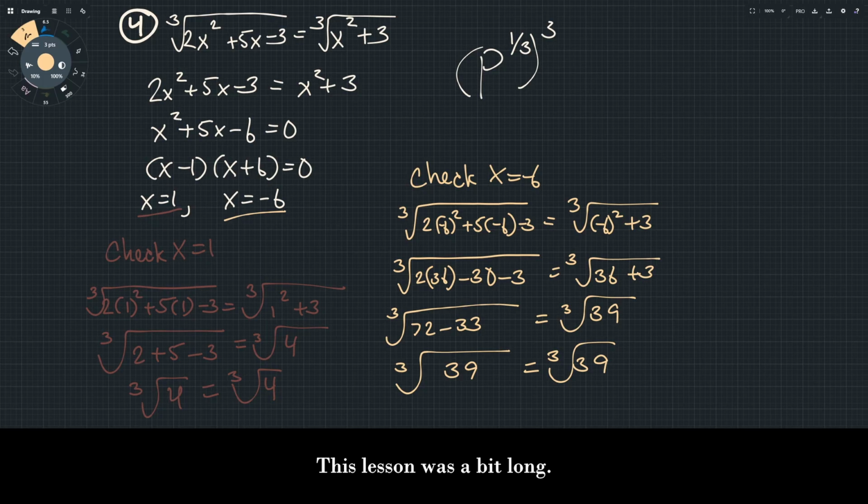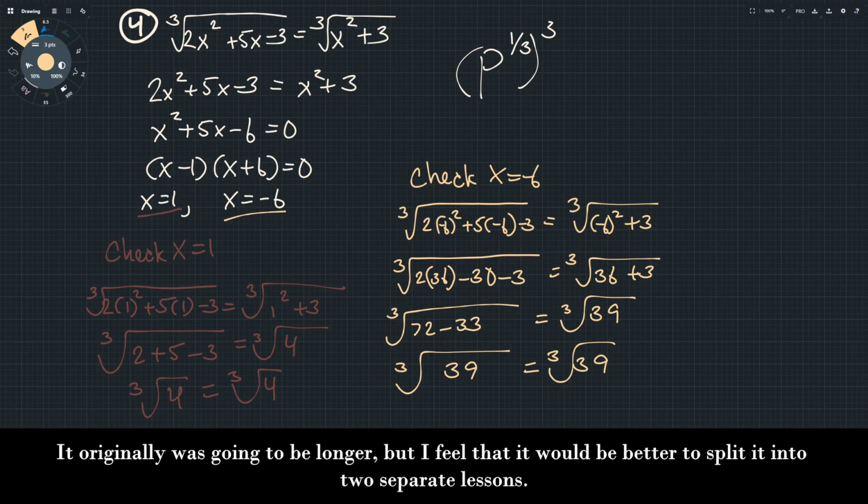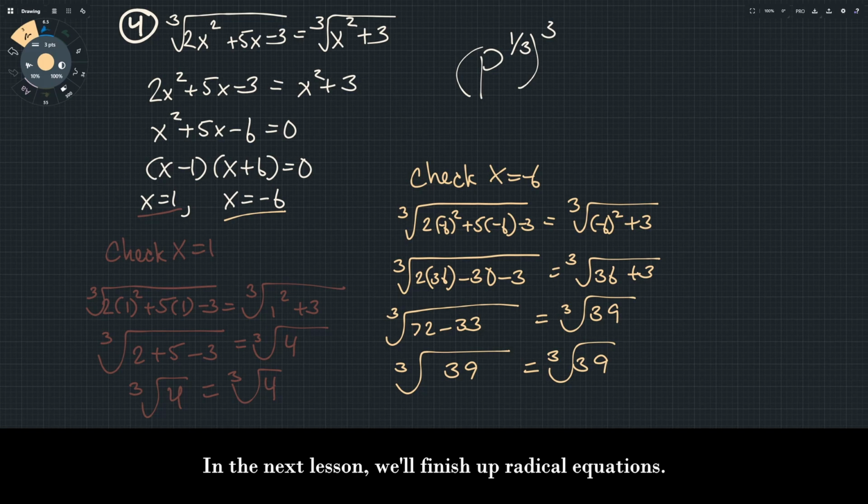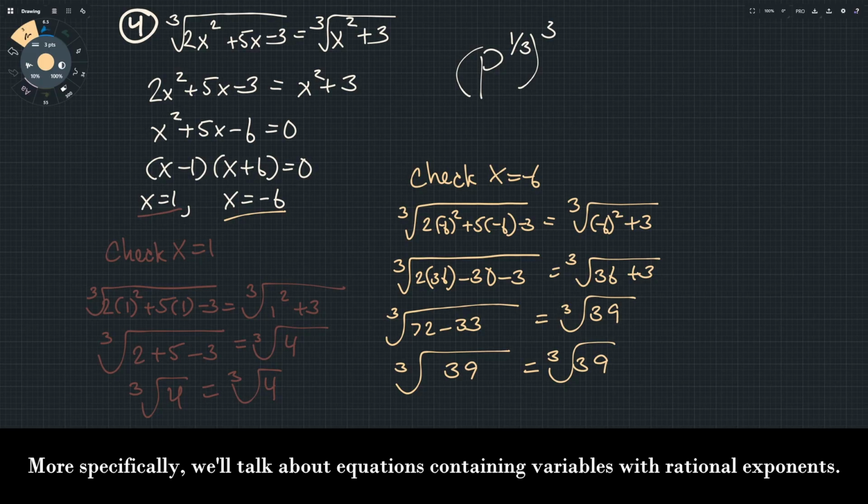This lesson was a bit long. It was originally going to be longer, but I feel that it would be better to split it into 2 separate lessons. In the next lesson, we'll finish up radical equations. More specifically, we'll talk about equations containing variables with rational exponents.